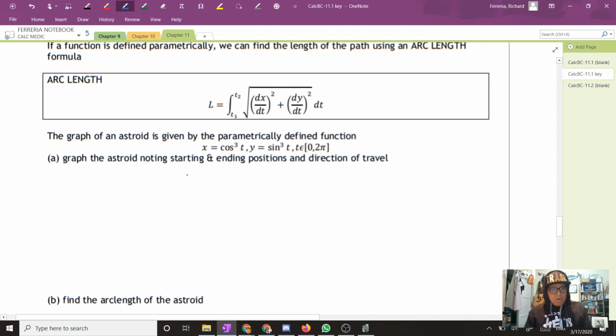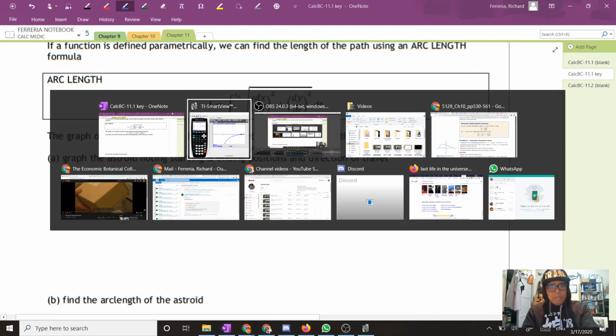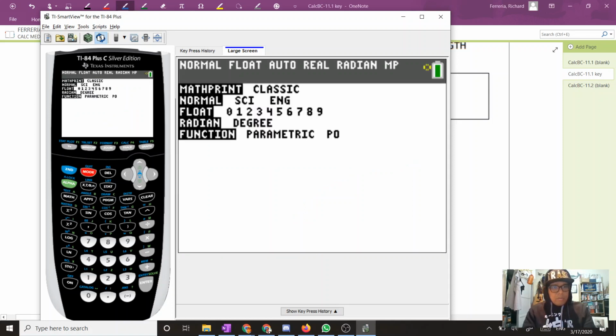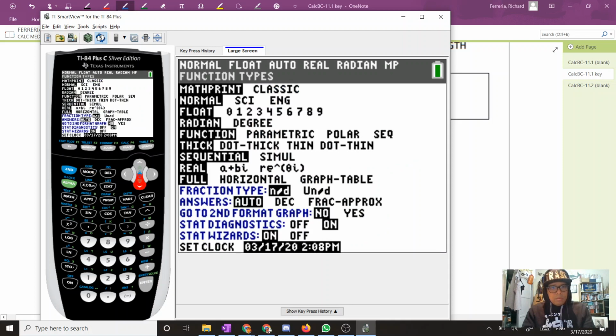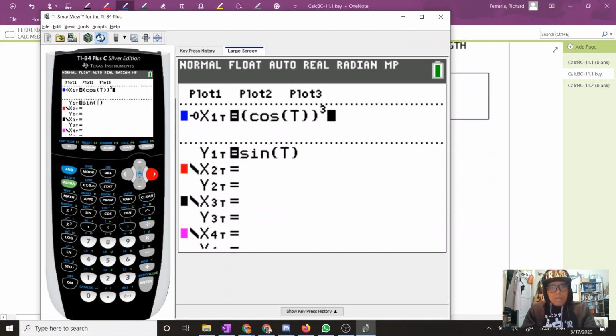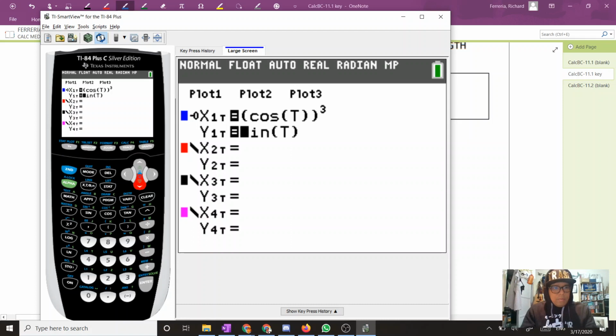Okay, so this is going to require us to take our function and put it back into parametric mode. Let's go back into parametric mode. Go back to y equals, and then we're going to put in our graph. We just need to take our cosine and cube it. And then we take our sine and we cube it.